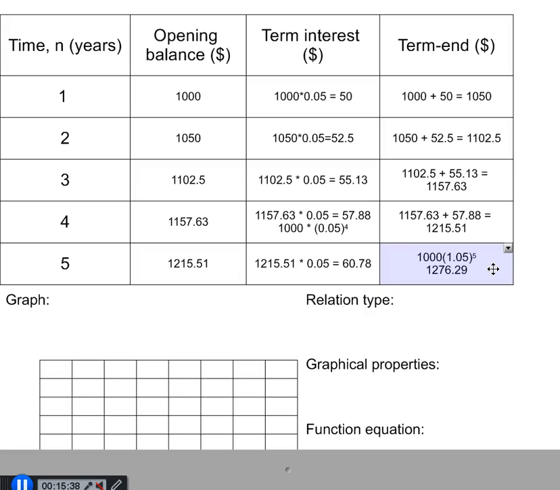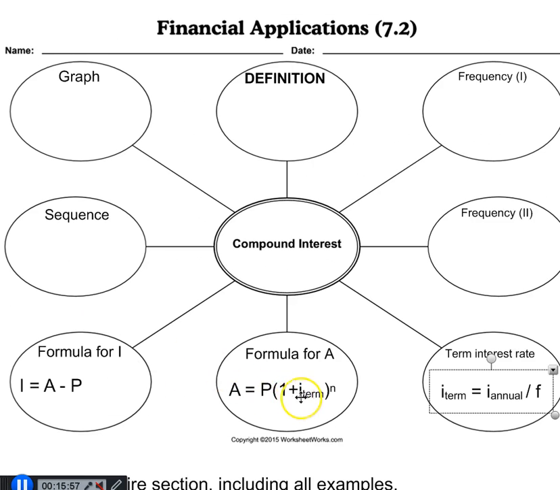So we can see that 1.05 has been repeatedly multiplied from 1050 to 1102.50, from that to 1157.63. Another 1.05 as a multiple gets us here, and a final one arrives us at here. This, of course, is the compound interest formula. 1 plus term interest rate to the exponent n.